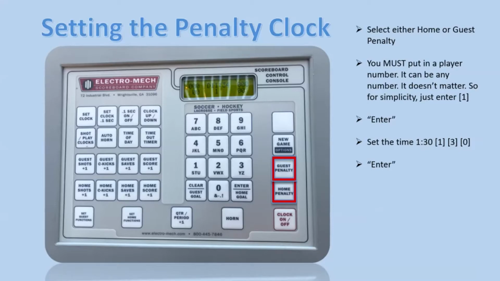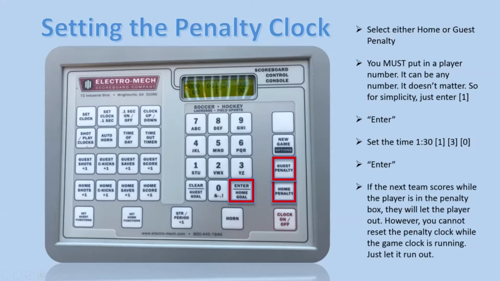So for 8U, I know we do 1:30. So 130, enter. So let's go through that again. Guest penalty or home penalty. Enter, set the time, 130, enter. That's it. You're done. But here's the other thing.